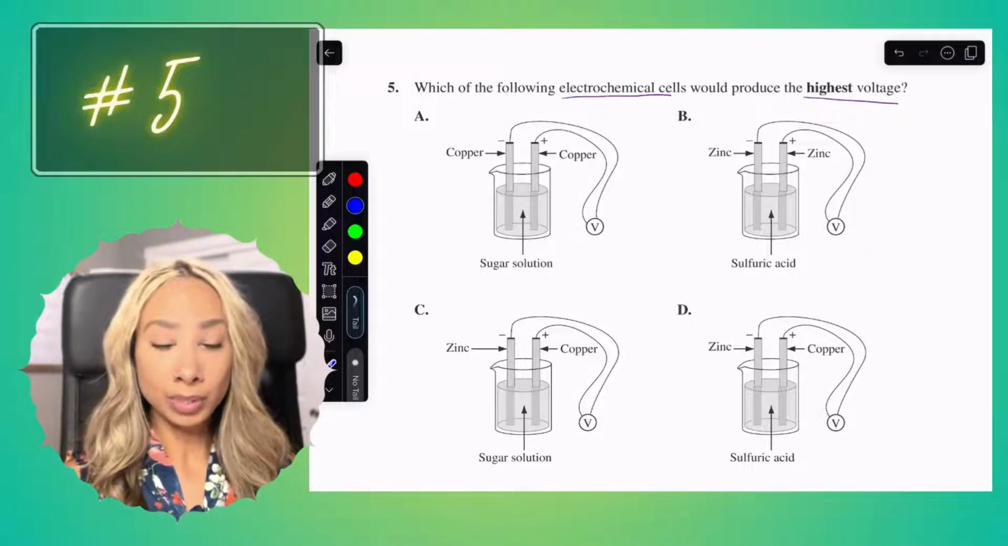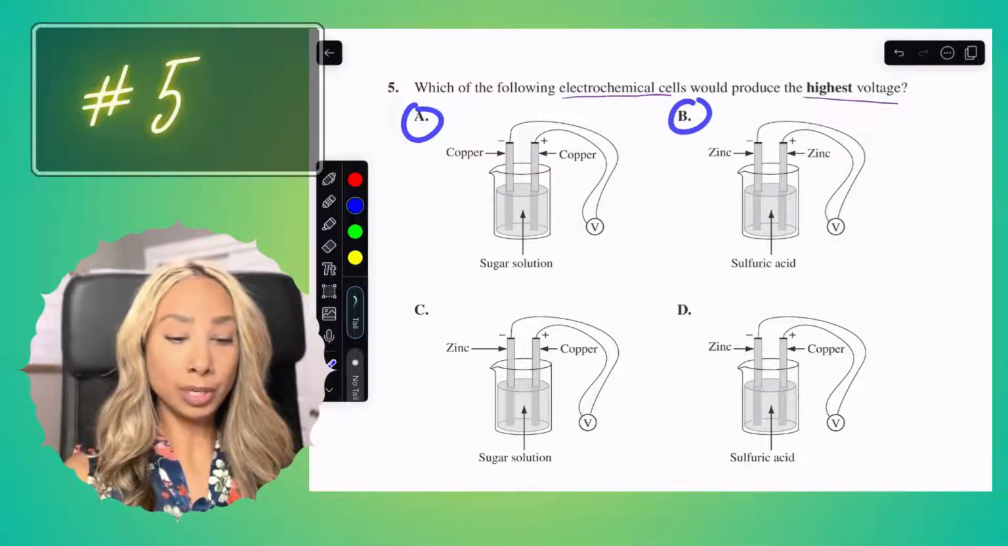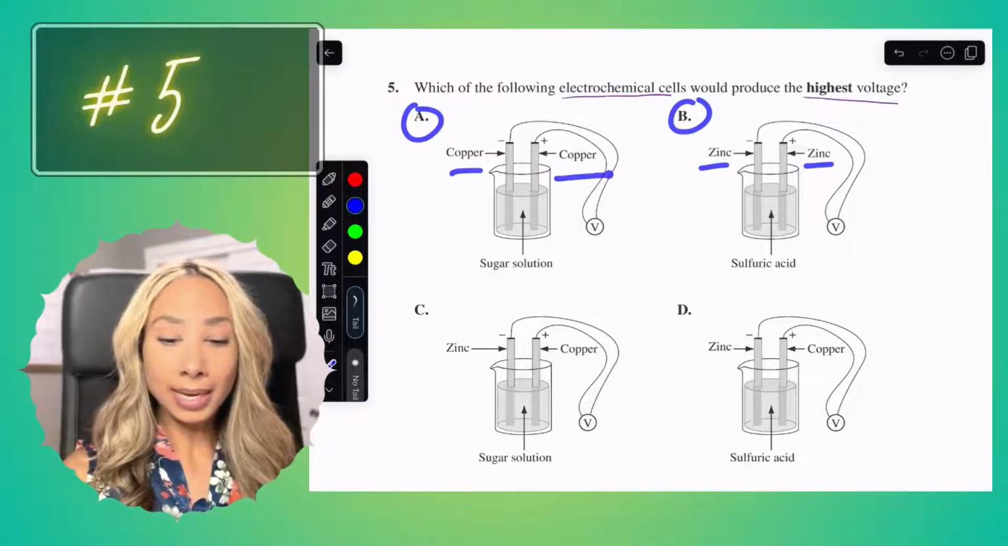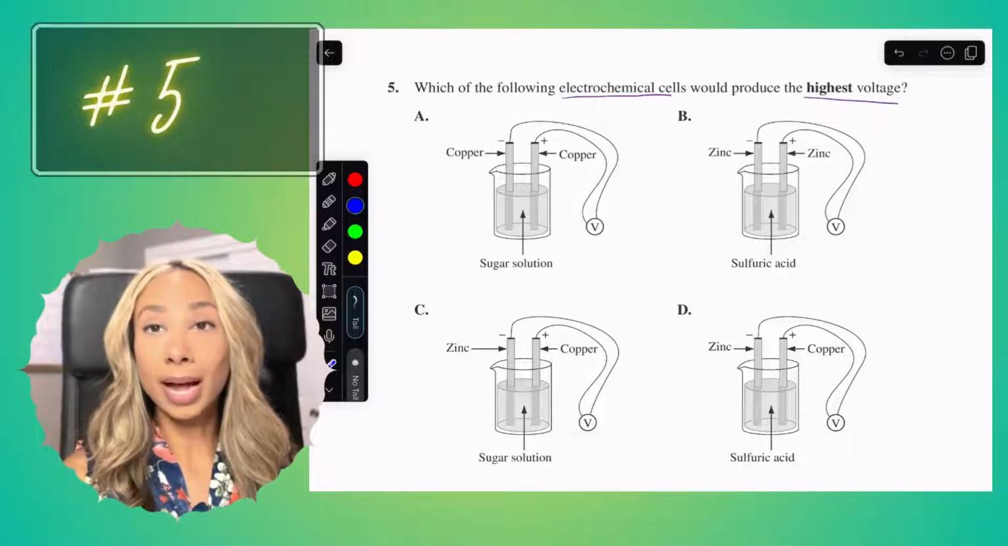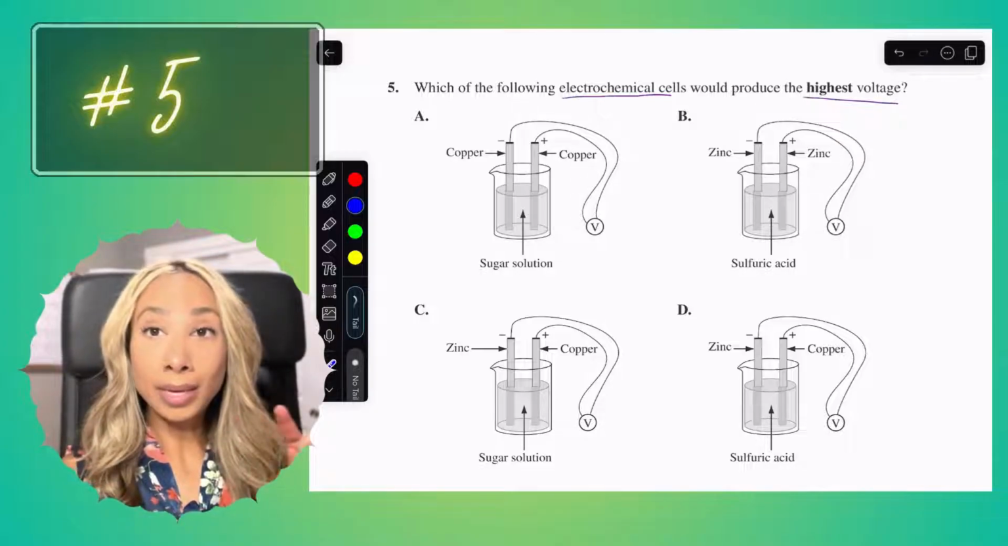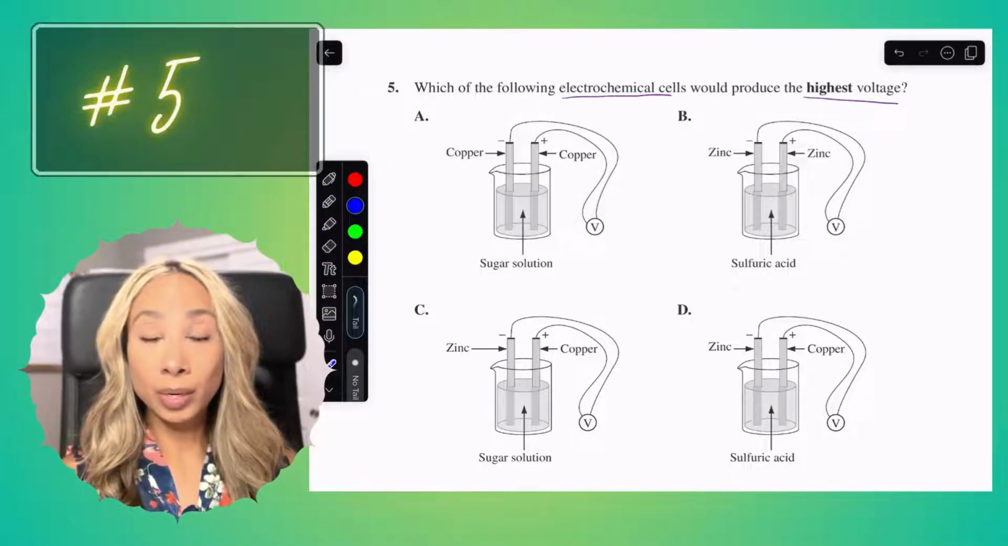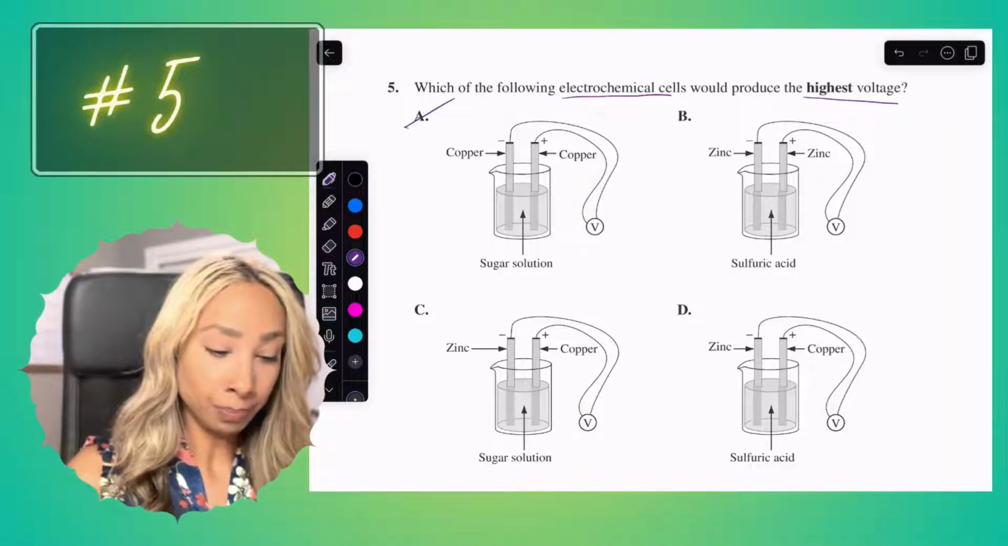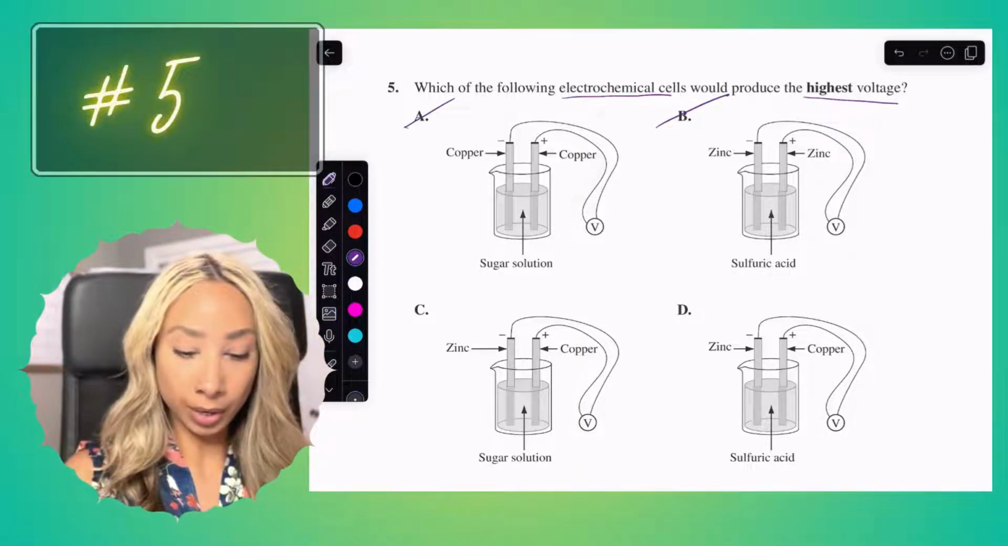So the first thing I'm noticing with all these options is we have option A and B, and they contain the same metals. That's not going to work. They have to be opposing metals that are going to allow the electrons to travel from one metal to another. That's going to generate the circuit. So A and B are not going to work.